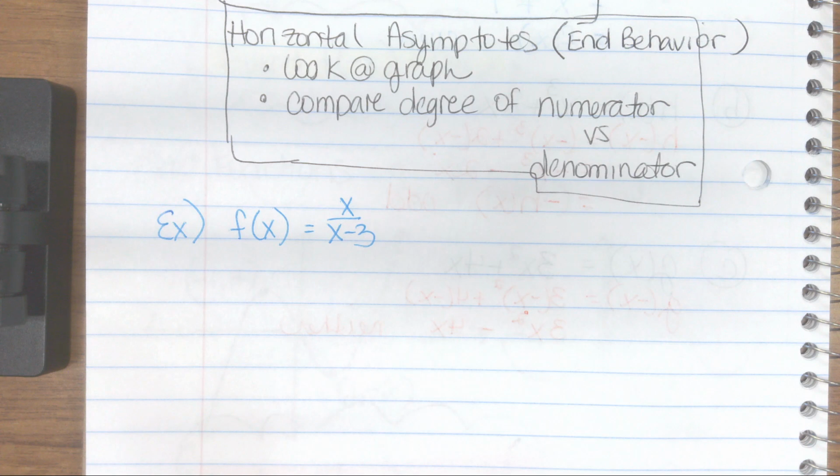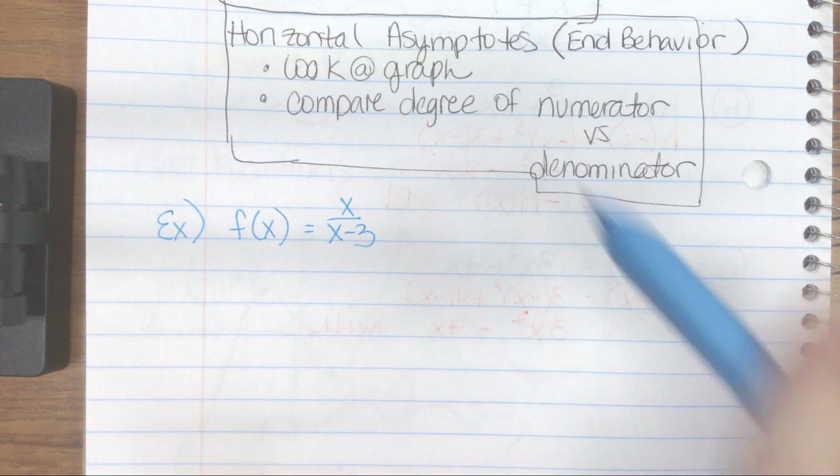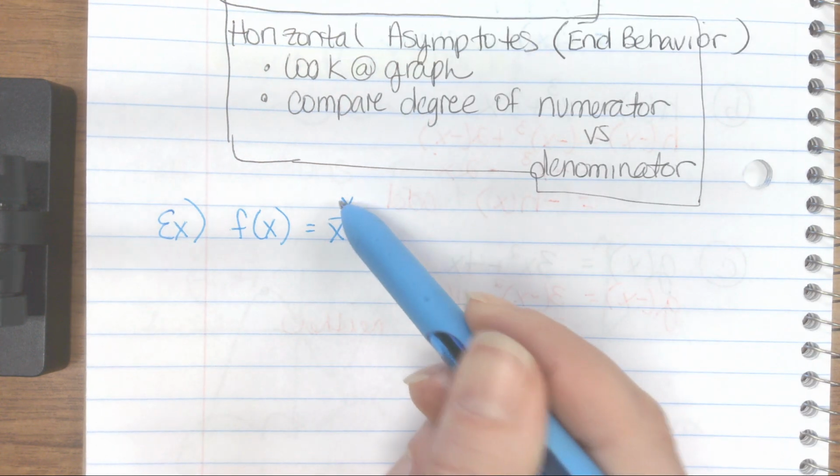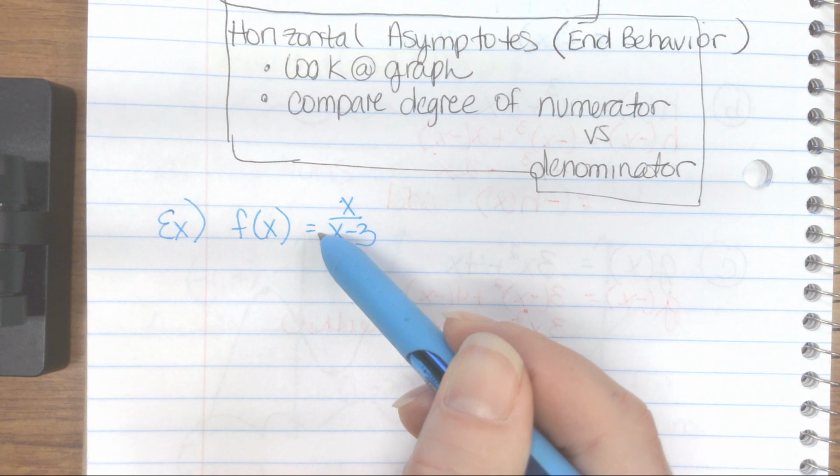How did you get that? I just remember that. It's the leading coefficient. You divide the leading coefficients, so 1 divided by 1. It would be y equals 1 here. Yeah.